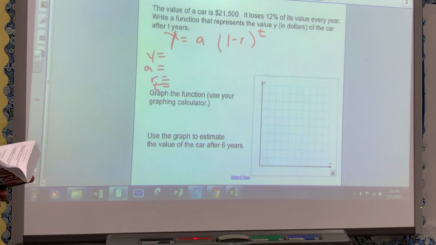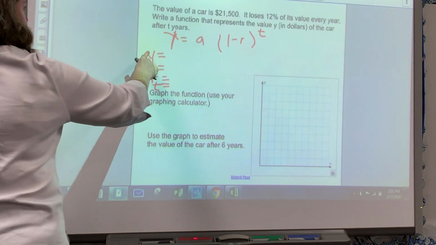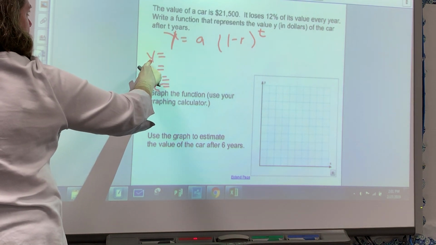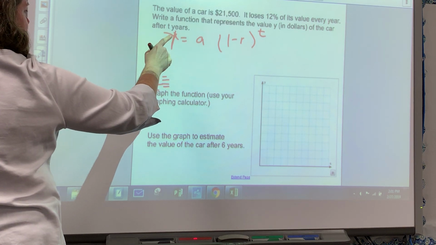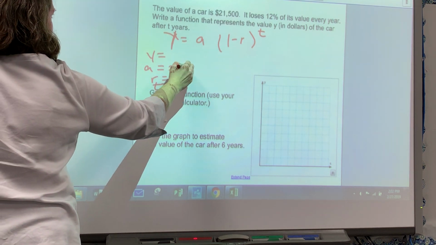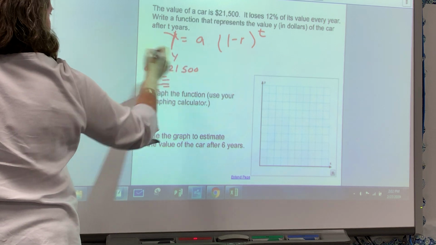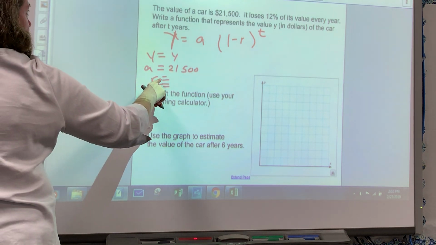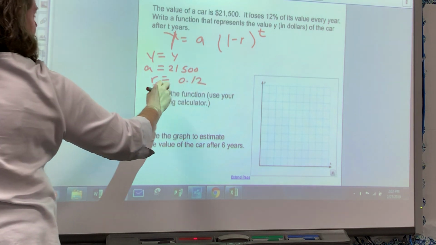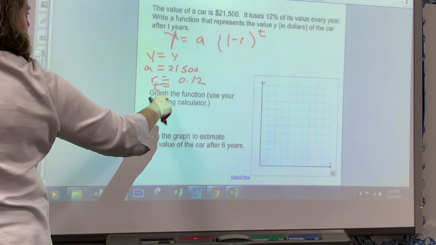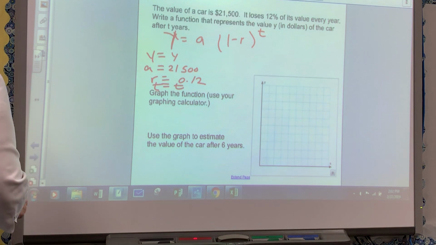Okay, so far you have that, yeah? Hopefully you have a lot more than that. What's your Y? I had it as 21,500. No. That's the initial amount. Okay. R is what? 0.12. Okay, 12% written as a decimal is 0.12. Your T is T. Okay.